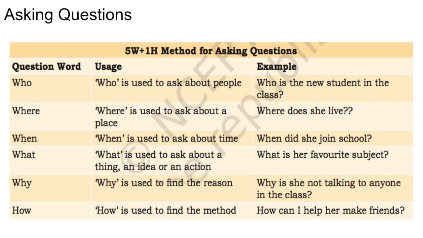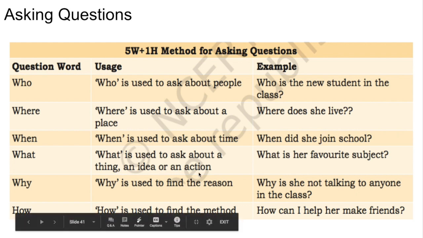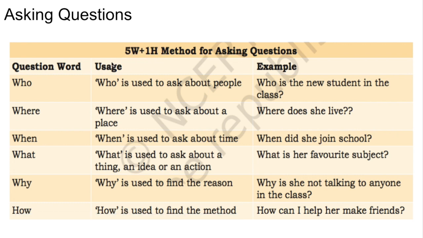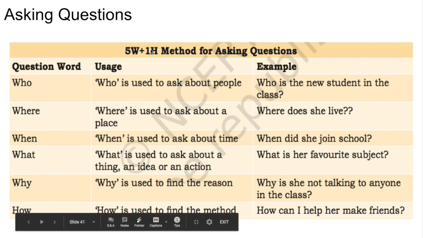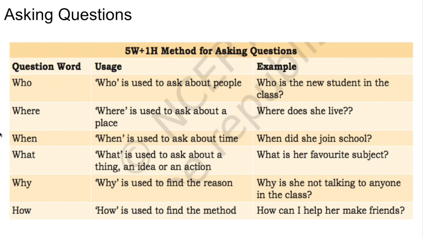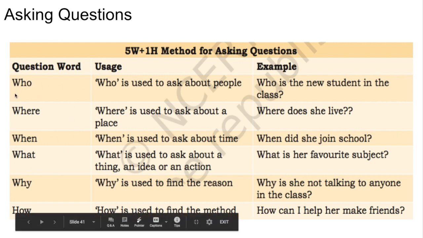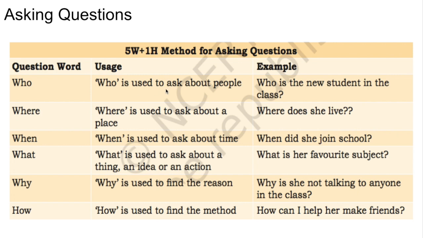Now the next section is asking questions. Whenever you ask questions, you will have 6 words, and these 6 words consist of 5 W's and 1 H. The 5 W's are what, who, where, when, why, and the 1 H is how. So whenever you ask a question, you will definitely use one word out of these 6.